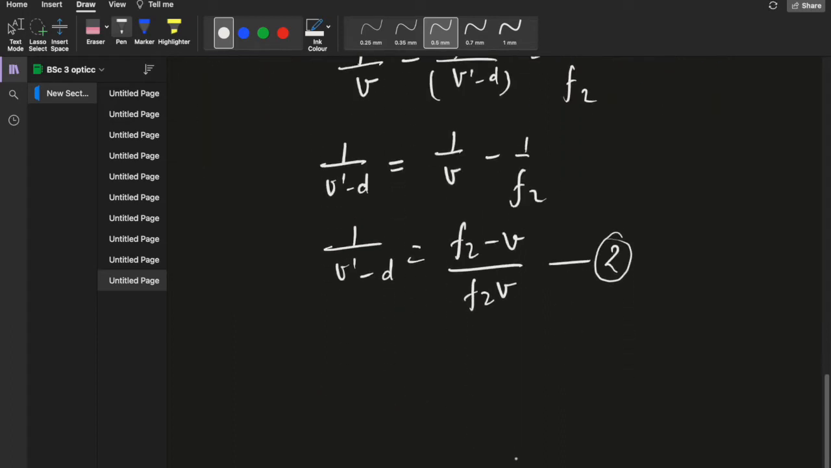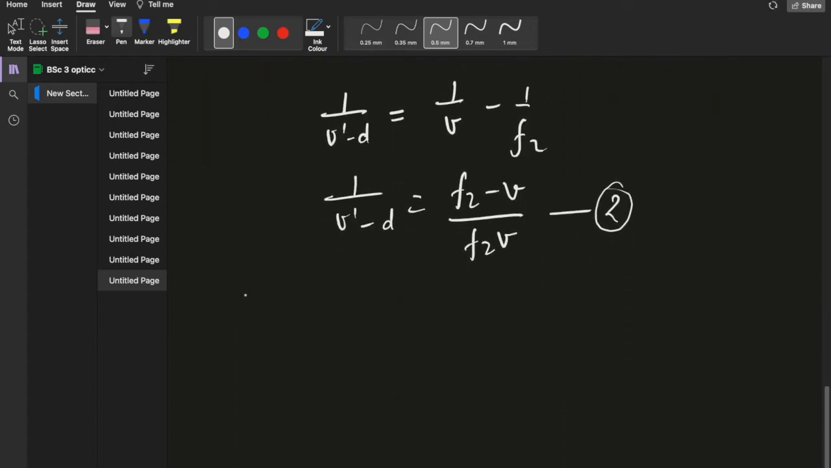Just don't write this equation otherwise it will create chaos. So finally, if we want to calculate V minus D, this becomes F2 minus V upon F2 minus V, so we just take the reciprocal of this one. Good.